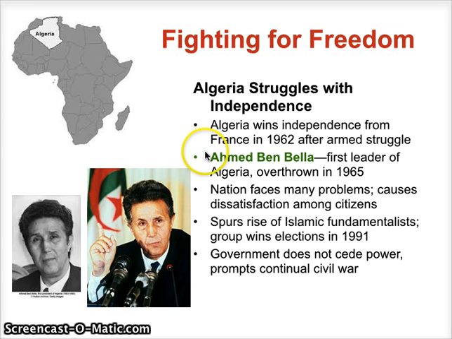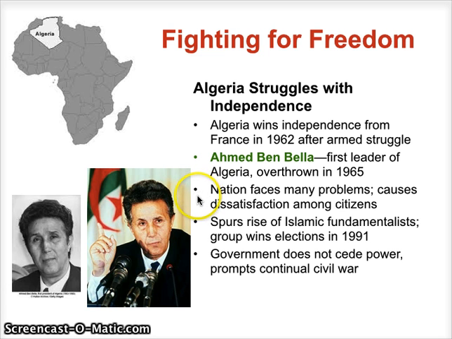And their first president that they elect is Ahmed Ben Bella. He is the first leader in Algeria, and he was trying to make Algeria into a socialist state. So he was almost heading towards more of a communist way. Now, his army commander, who helped gain independence in 1962, did not like this and ends up overthrowing Ben Bella in 1965. So it's only 3 years, and Ben Bella is ousted from the government.